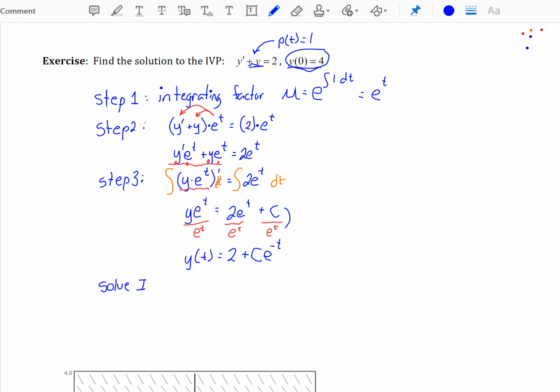So now I solve the IVP. To solve the IVP, we're looking for the constant c that'll make sure that y of 0 is 4. So we evaluate our solution at 0, which is going to be 2 plus c e to the 0, and we know this has to equal 4. This tells us c has to equal 2. And so the solution to our initial value problem is going to be 2 plus 2e to the negative t.